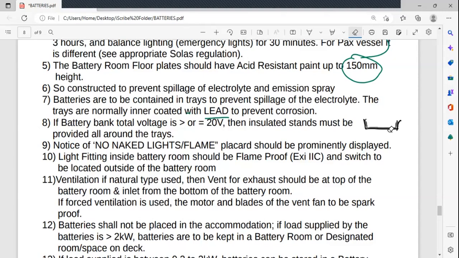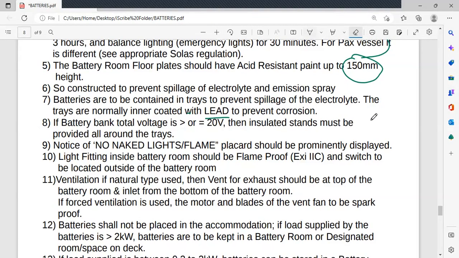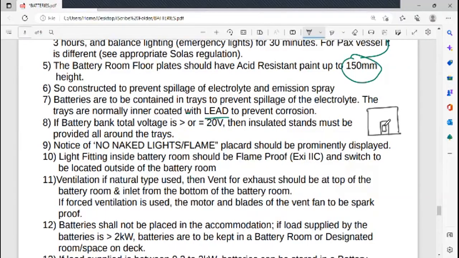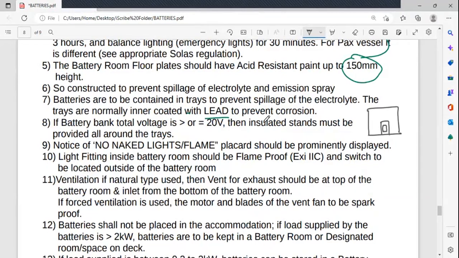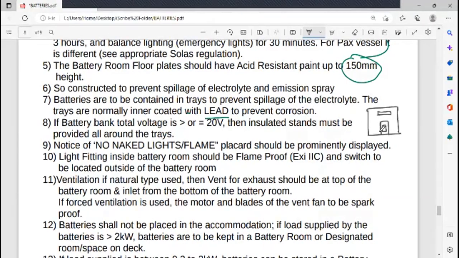Notice of no naked lights or flame placard should be prominently displayed. Remember, as I said when we were talking about the battery locker and we had the door, generally that particular notice is displayed on the door. It is very conspicuous. You cannot mistake it. No naked lights or flames. Remember I said inside you can have very explosive gases. That is why the light fitting that was there was also an explosion proof or flame proof light fitting. So that is why no naked lights or flame.